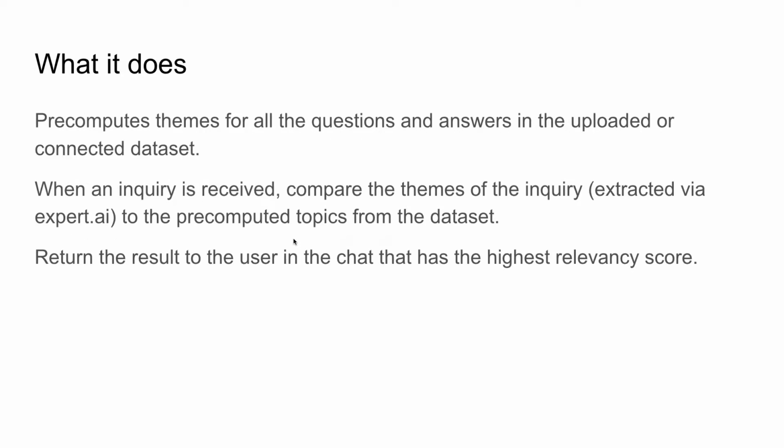So what it does is it allows a user to provide a set of questions and answers. So this could be like an FAQ or a particular data set that they have. And the chatbot hooks up into this and takes a pre-computed list of topic scores from that data set using the Expert AI SDK and compares against all of them and determines which one has the highest relevancy score based on the new inputted query.